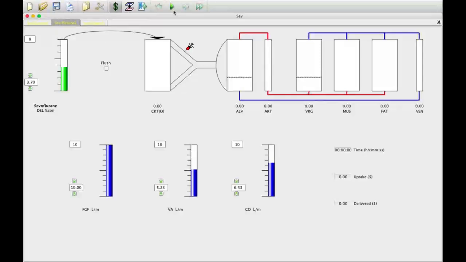After clicking the play button and immediately stopping it, we see that about 4 seconds have passed, and nothing has happened in the system yet. I will wait a little longer. As we can see, the system has been quickly saturated with sevoflurane. Even though the alveolar concentration has started to rise, as you can see, nothing has happened yet in the brain tissue. This is within the first 9 seconds of the saturation phase.